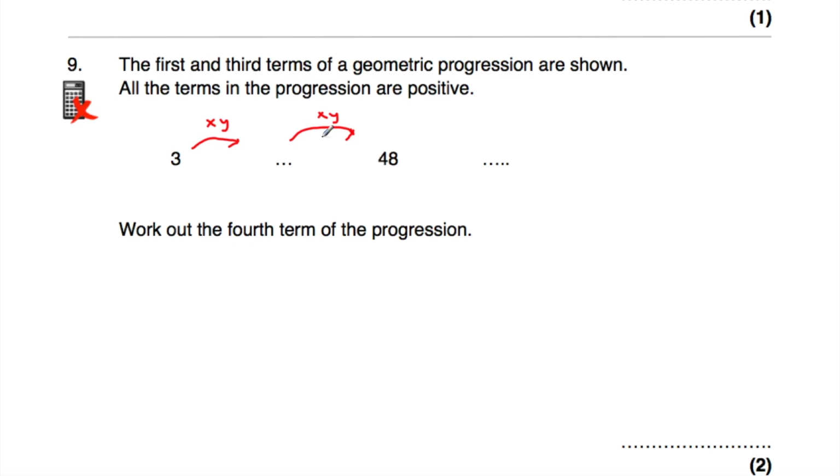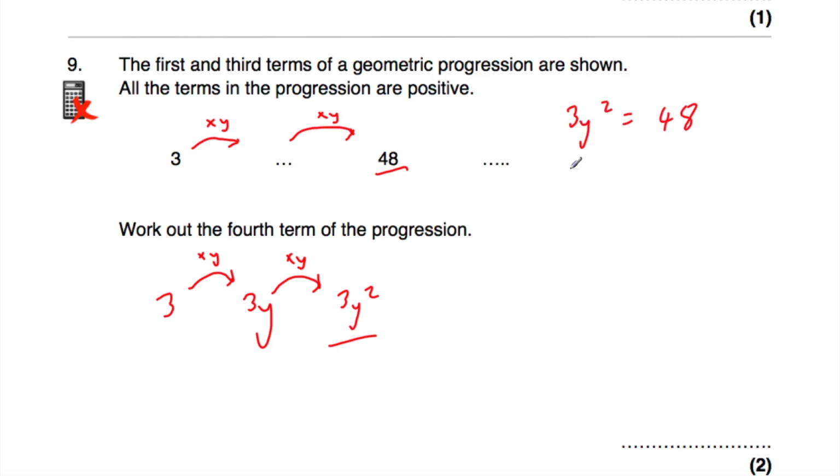So that actually means we can write an equation here, because if we had 3, and we multiply that by y, that'll be equal to 3y. And then if you multiply by y again, well, y times y is y squared, so that'll be 3y squared. But I know this third term, 3y squared, is equal to 48. So that actually gives us an equation that 3y squared is equal to 48. Now if we solve this equation, we can find out what y is, what we're multiplying by each time.